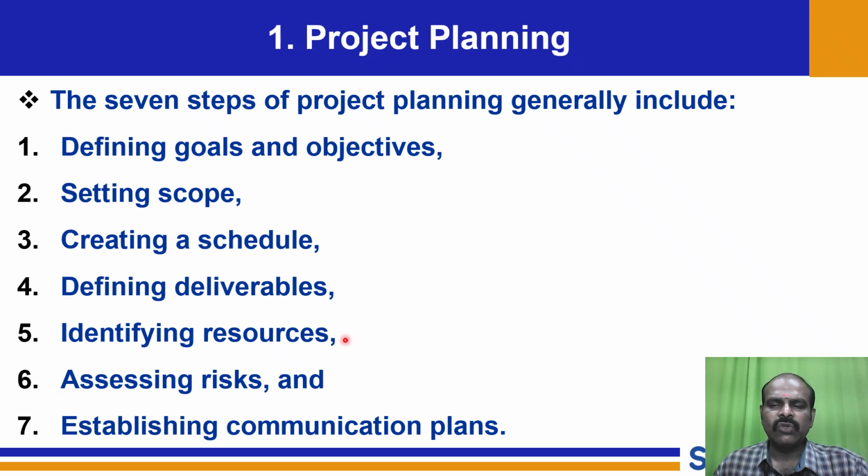Then identifying the resources. Resources might be men, material, method, or in some cases even machine. Then risk assessment. This itself is a separate chapter that we will deal with later. Obviously we should assess the risk. All the risks involved in the process have to be thoroughly considered. Then establishing communication plans. How are you going to communicate among the various people involved in the process? These are the 7 steps. Now we'll discuss everything in detail, one by one.